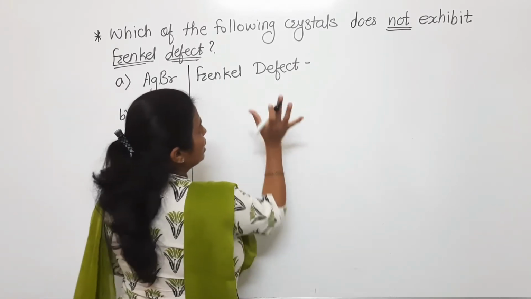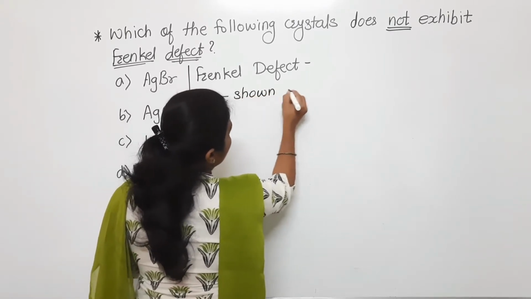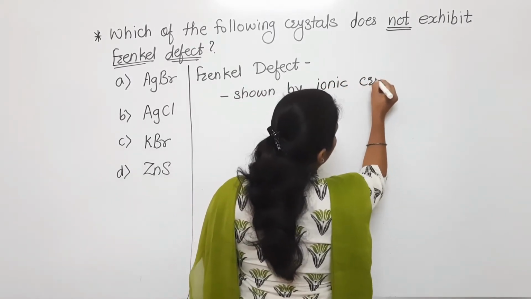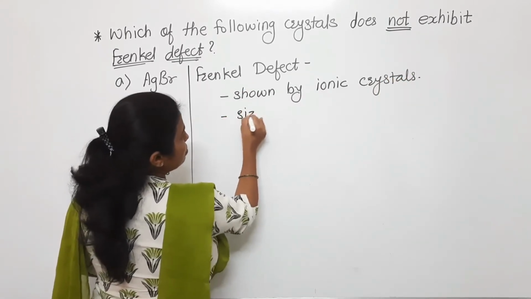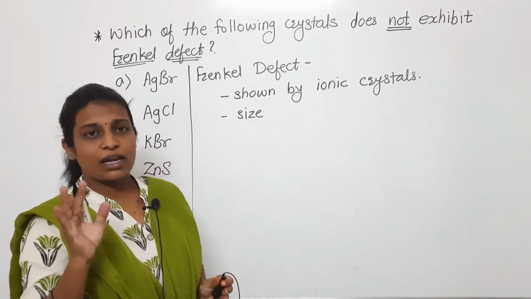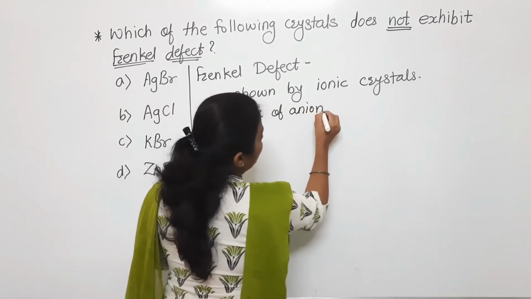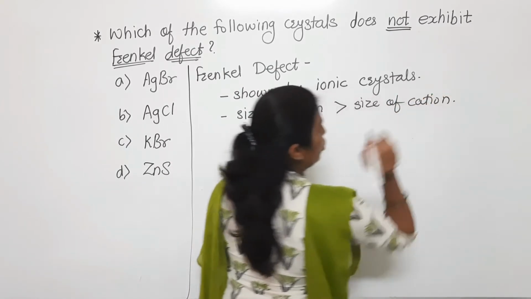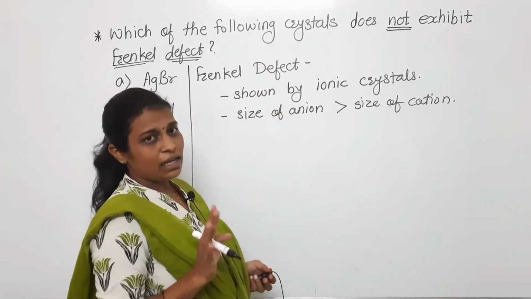So here, look at Frenkel defect. This defect is shown by ionic solids, or we can say ionic crystals. This is the first important thing. For this one, there is a condition: a large difference in the size of cation and anion is required. So the size of anion should be greater than the size of cation. This is another important condition. There should be a large difference between the size of cation and anion.